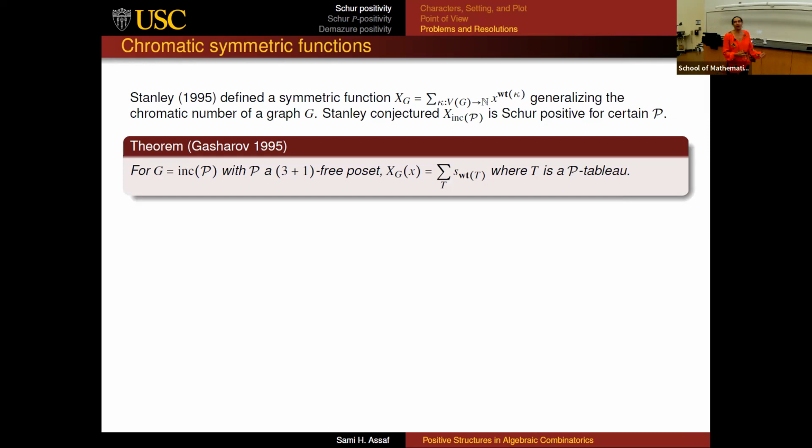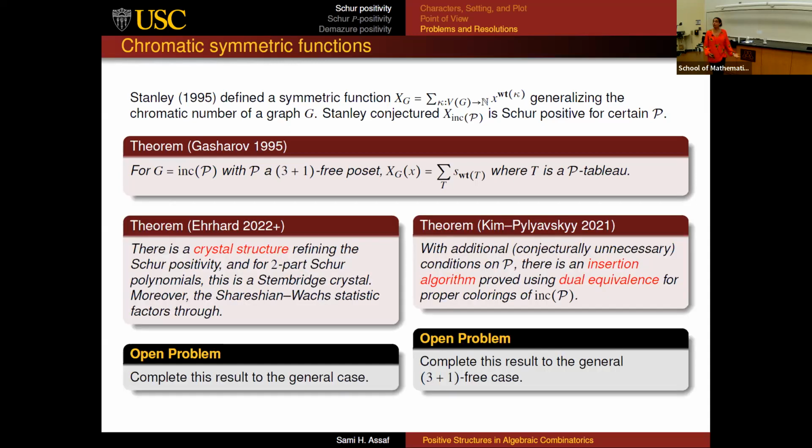But somehow the proof isn't quite satisfying enough. And even Richard was like, but we want to have some insertion kind of rule. Okay, well, we've kind of got that. And these machineries help us. So Kim and Pylyavskyy, one of our organizers, have a beautiful paper where they use dual equivalence to prove their insertion algorithm. Now, they don't quite do the whole case, but they're really close. So they have an extra condition that you have to put on the poset, which maybe isn't even needed. And then they have an insertion. They have what Richard has been asking for.